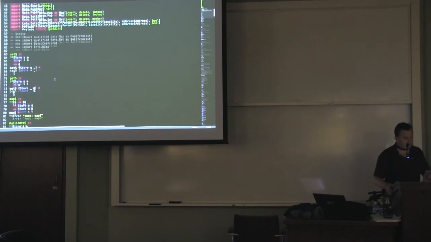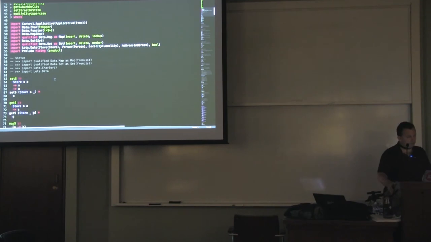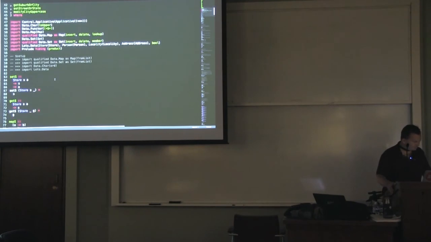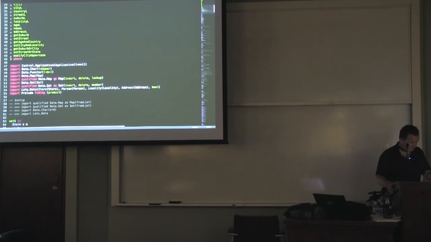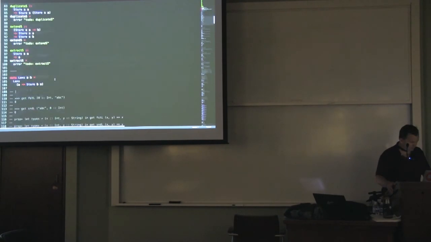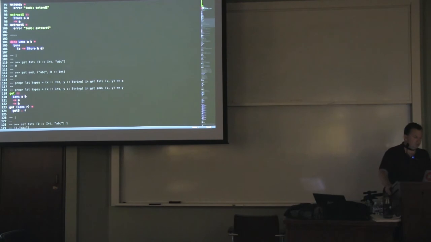So historically, after that came along this definition here. Where is that definition? There it is there. We had this definition of a lens, and this is structurally equivalent to the previous one that I showed you. It's the pair of a getter and a setter. The only difference is that some functions that come about from it are a lot more obvious.